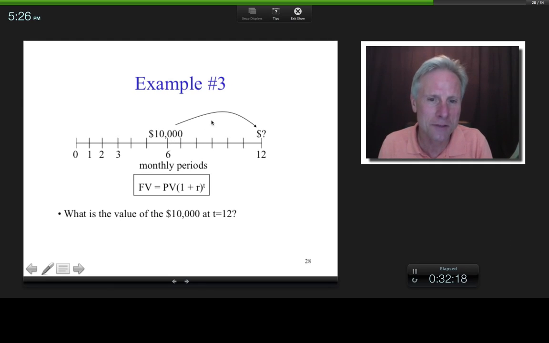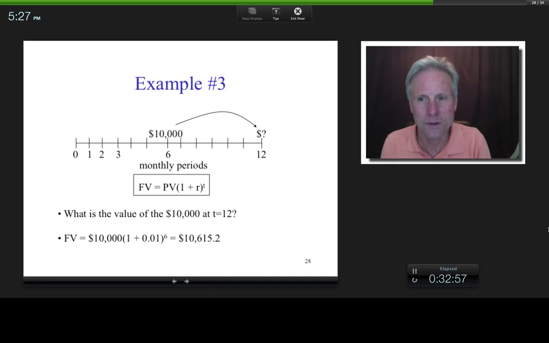What is the value of the 10,000 at time 12? Okay. Well, what would be my FV? Well, that's what we're trying to figure out, right? It's the later time period. What would be my PV? It would be the 10,000. What would be my R? Remember, these are monthly periods, so I better be working with an effective monthly rate, right? And so what would be my T? Well, how many periods am I moving this forward? 6, right? So T would be 6, right? So then basically we have this amount is what it's worth at time 12.